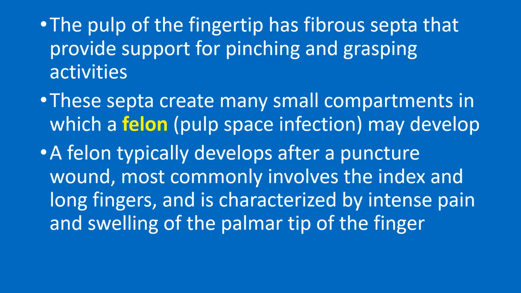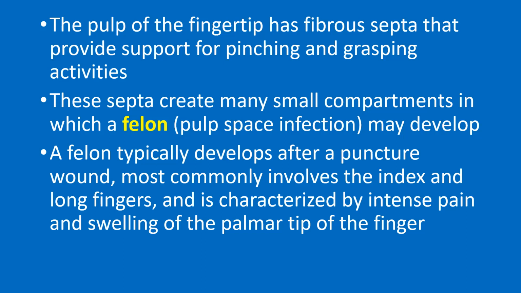A felon typically follows a puncture wound and most commonly involves the index finger and thumb. It is characterized by intense swelling on the pulp, and can lead to osteomyelitis of the distal phalanx.